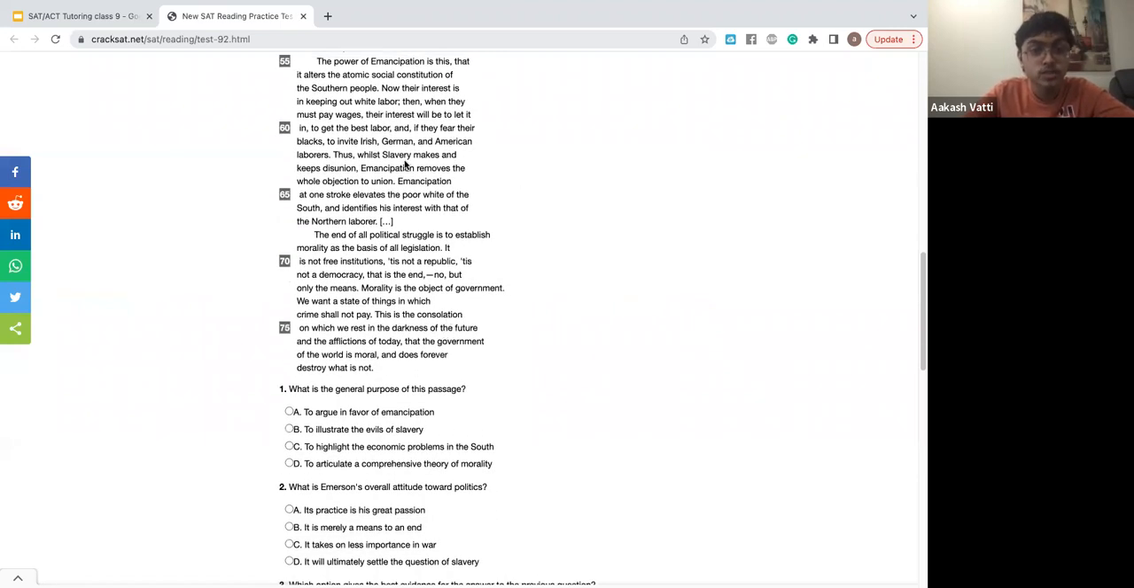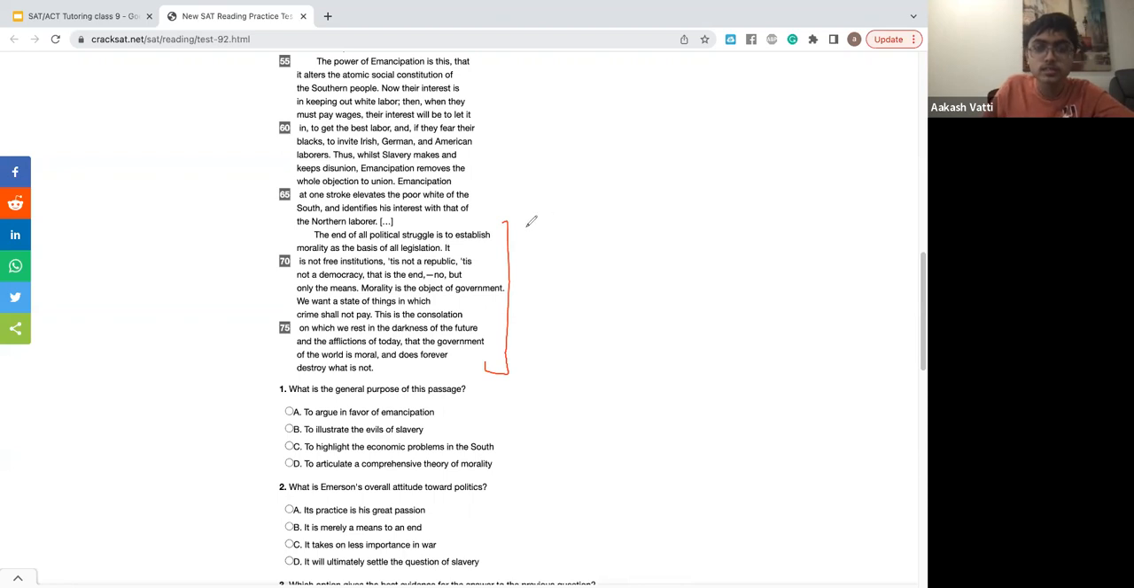The end of all political struggle is to establish morality as the basis of all legislation. It is not free institutions. 'Tis not a republic, 'tis not a democracy, that is the end. No, but only the means. Morality is the object of the government. We want a state of things in which crime shall not pay. This is the consolation on which we rest in the darkness of the future and the afflictions of today: that the government of the world is moral and does forever destroy what is not.